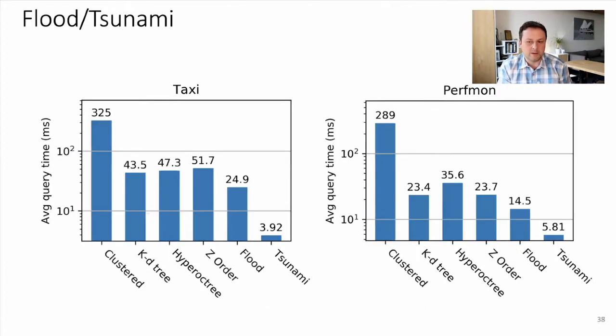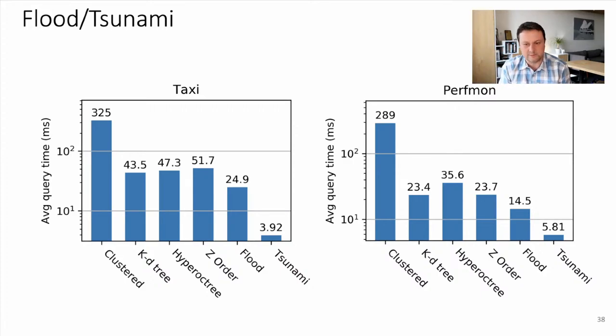Just to give you a little bit of results for that one, this paper actually is appearing at SIGMOD this year. Here are two different data sets. One is taxi, one is a performance monitoring data set. We compare different types of multidimensional index structures, like clustered, which is essentially a hierarchy of partitionings, KD trees, hyperoctree, Z order encoding, then Flood, our previous approach, and Tsunami. All of them are actually tuned for the workload. So we made sure that, for example, if you build a hierarchical cluster, that we use the right order of attributes to get the best performance for each approach.